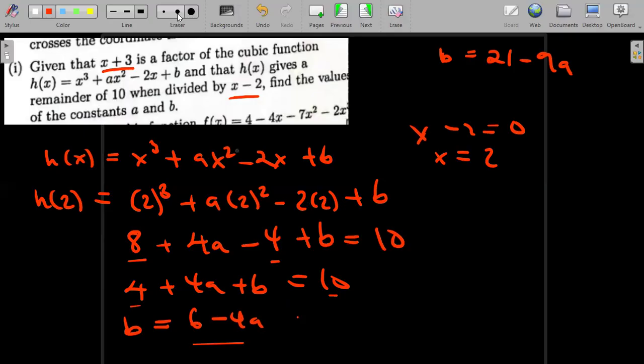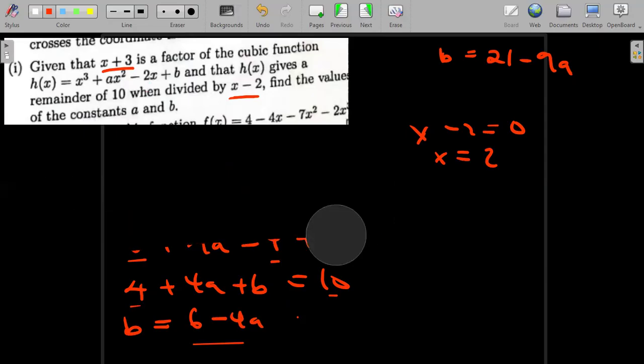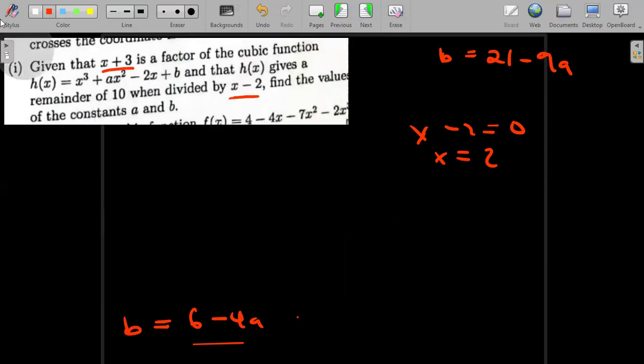So meaning I can now equate these two equations to each other. When I equate the equations, I have b there and I have b there, so I can just equate them. So that will be 21 minus 9a equal to 6 minus 4a, like that.